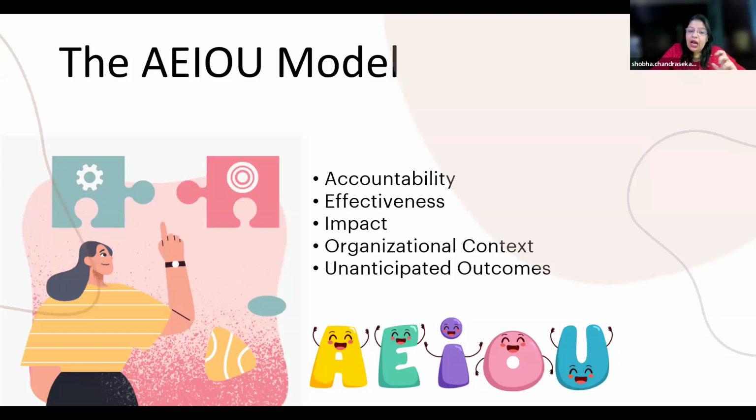The final is the unanticipated outcomes. So these are the unexpected results of the program. It could be both positive and negative as well. So these are the outcomes that were not originally part of your program's objectives, but emerged maybe during the course of its implementation.